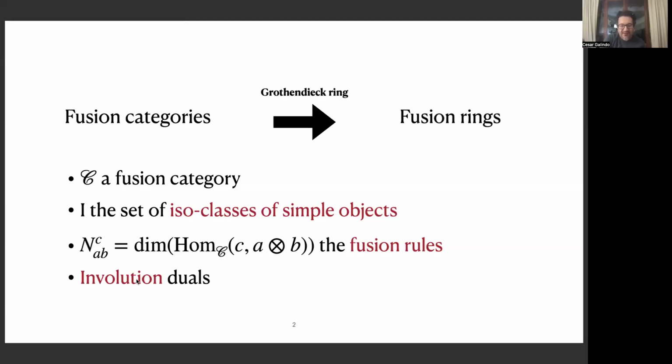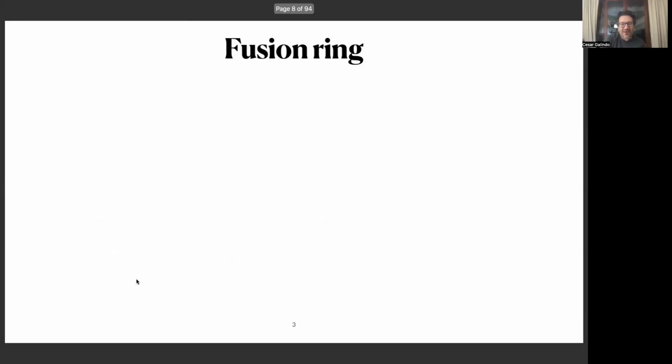And in addition, we need an involution that is given by the fact that in these fusion categories we have duals, and the dual of a simple object will again be simple. But what exactly is a fusion ring? Well, it is a finite set with a distinguished object that sometimes people call 1, sometimes people call 0. It depends, and probably I will confuse the notation at some moment. And a set of non-negative integers.